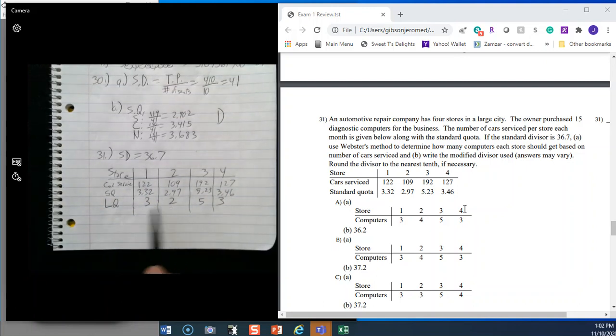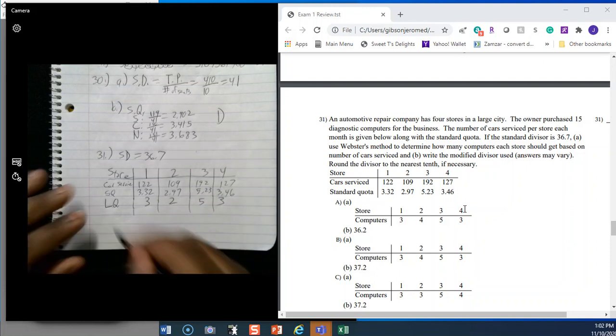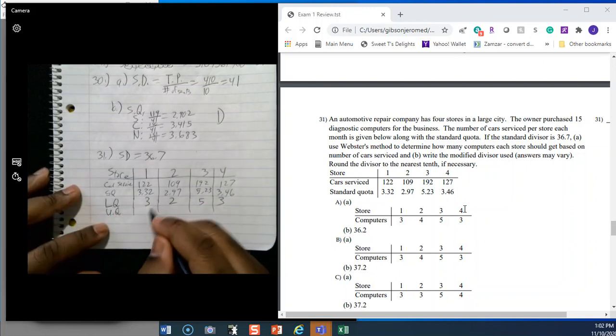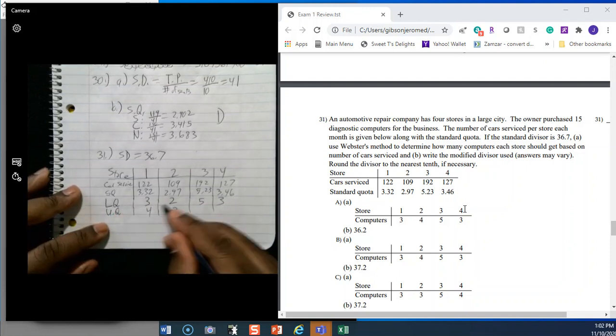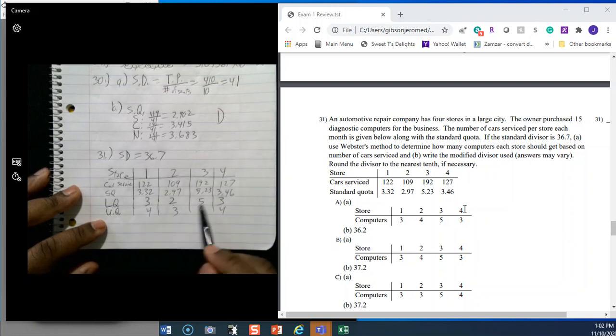Okay, so we'll add up the lower quota. Well, we could do the upper quota as well. Upper quota would be 4, 3, 6, 4. We'll just add 1 to the lower quota. So we'll add this up. That's 5, 10. That'll be 13.